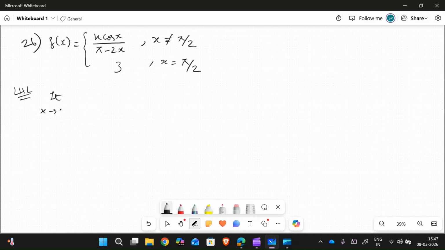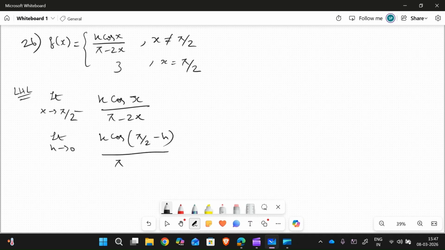Limit x tending to pi by 2 minus, what is the function? This is the function k cos of x by pi minus 2x. Now, if you take limit h tending to 0, your x will be pi by 2 minus h. So, cos of pi by 2 minus h by pi minus 2 into pi by 2 minus h. So, this will be limit h tending to 0. Now, what is pi by 2 minus theta? Cos of pi by 2 minus theta is sine theta.